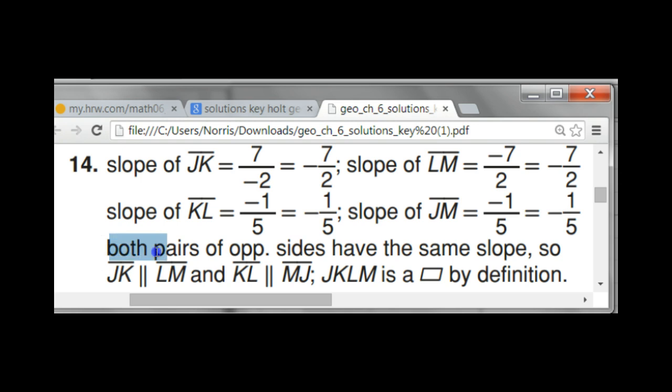Because both pairs of opposite sides, don't forget your summary at the end, have the same slope, then the segments themselves are parallel. Therefore, JKLM is a parallelogram by definition. Okay, this is usually worth a lot of points, so make sure you get all of this written down.